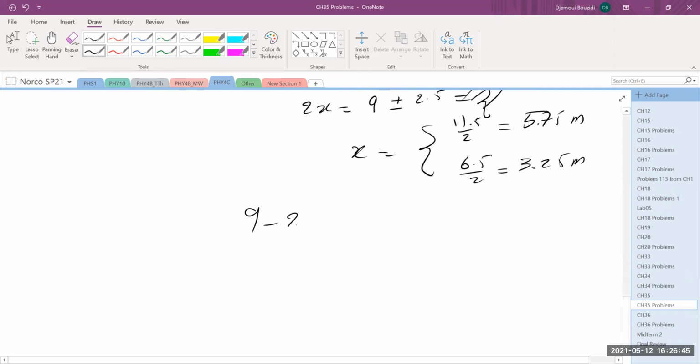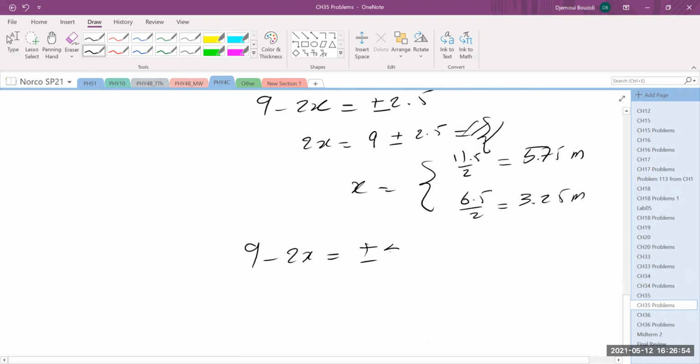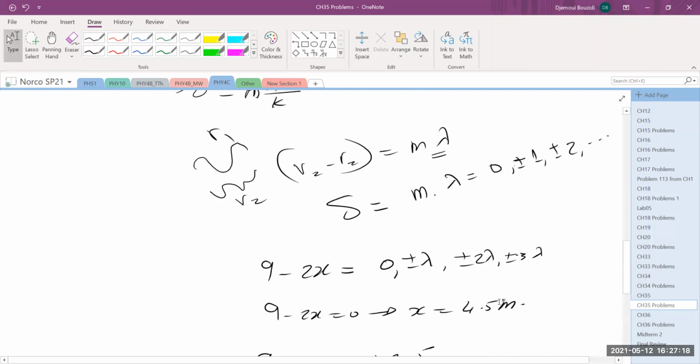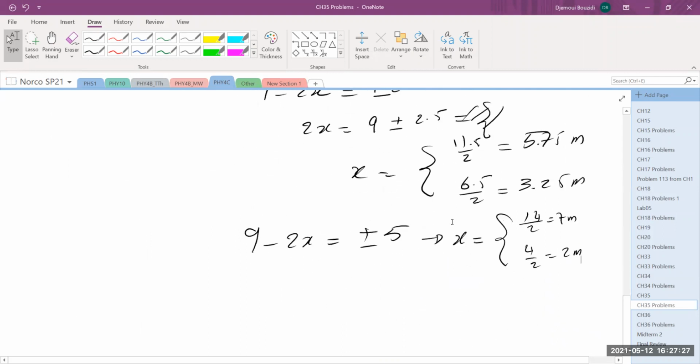The other solution is 9 minus 2x equal to either plus or minus 2 times 2.5, which is 5 meters. Okay, this gives me x, when I move this one to the other side and divide by 2, equal to 5 plus 9, which is 14 divided by 2, that's 7 meters, or 9 minus 5, which is 4 divided by 2, which is 2 meters. So if we are 2 meters from A, or 7 meters from A, which is 2 meters from B basically, that is also constructive interference.